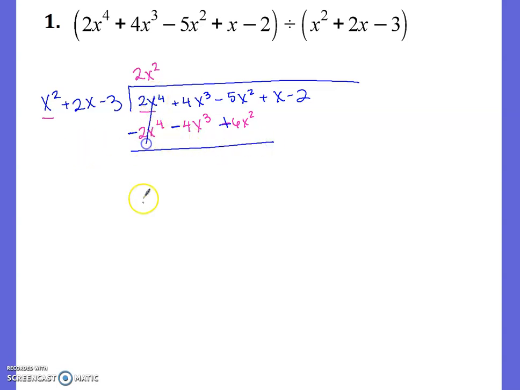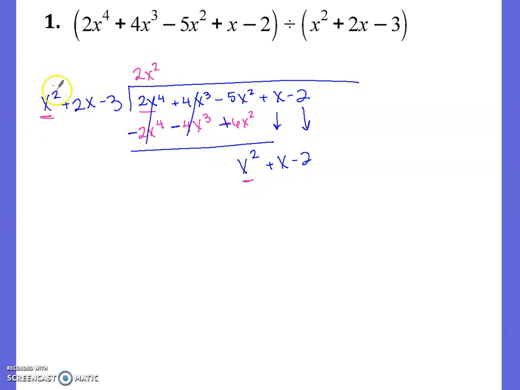Then the first term should always cancel out. This second term in this case also just happens to cancel out, but this second term won't always cancel out, but the first one should always cancel out. Then you're going to add these. That'll give me 1x squared. Then I'm going to bring down, since I canceled out the first two terms, the next two terms. If I have 3 terms here, I always want to make sure I have 3 terms here. Then again, we're going to work with these two terms.